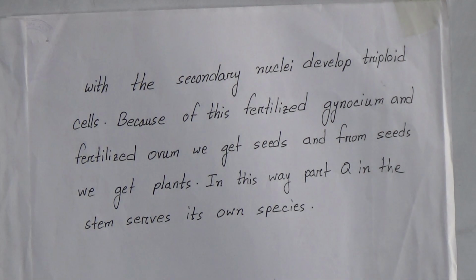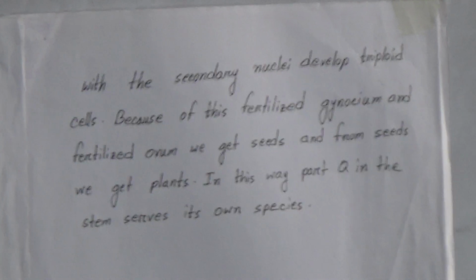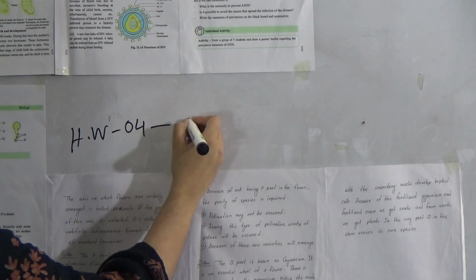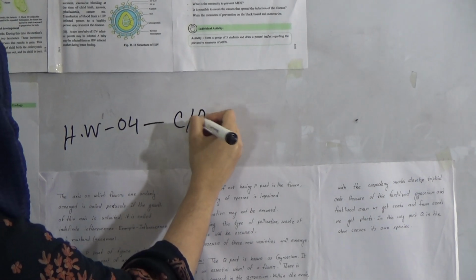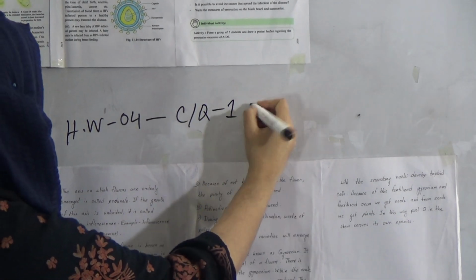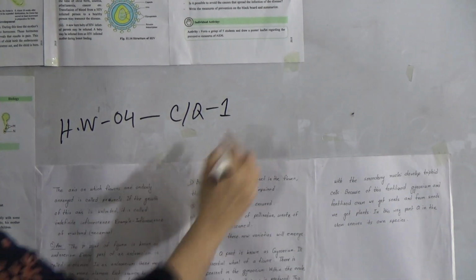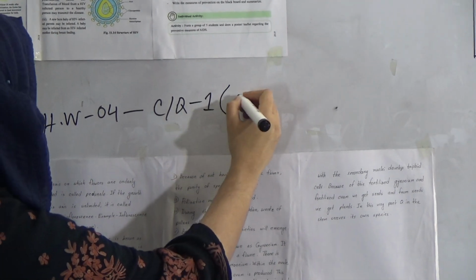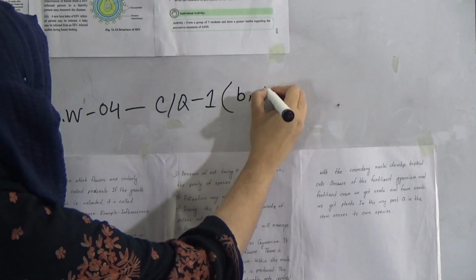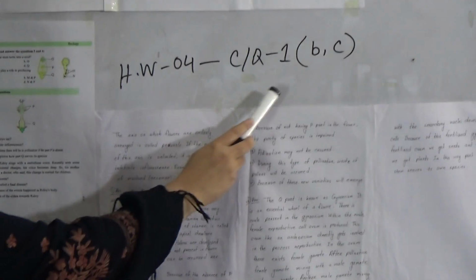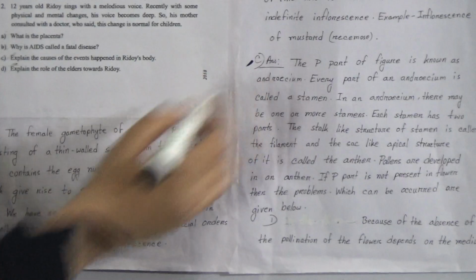Now students, I will give you HW. This is number 4 HW. Your HW will be CQ 1, and from CQ 1, the sub-numbers will be B and C. This will be your SW. B and C, that means here is B number and C number.